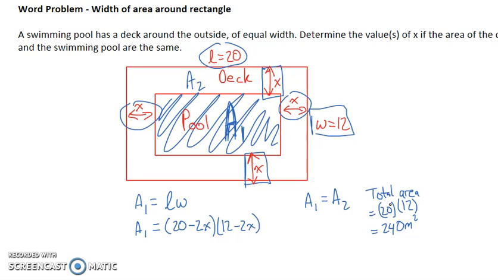Well, if we have 240 meters squared as the total area, and the two areas that make up that total area are equal, well, that makes sense then that this must be half of the 240. So that means that area 1 is equal to 240 divided by 2, 120 meters squared. So now substituting that back into our equation, what we get is that 120 is equal to 20 minus 2x times 12 minus 2x.